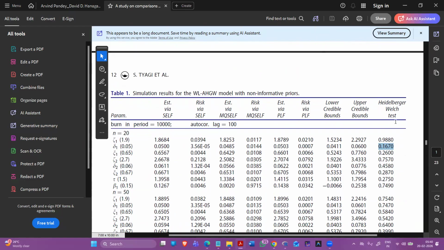Time's up or how? What is the time? Time's up. Okay. So we will stop here.